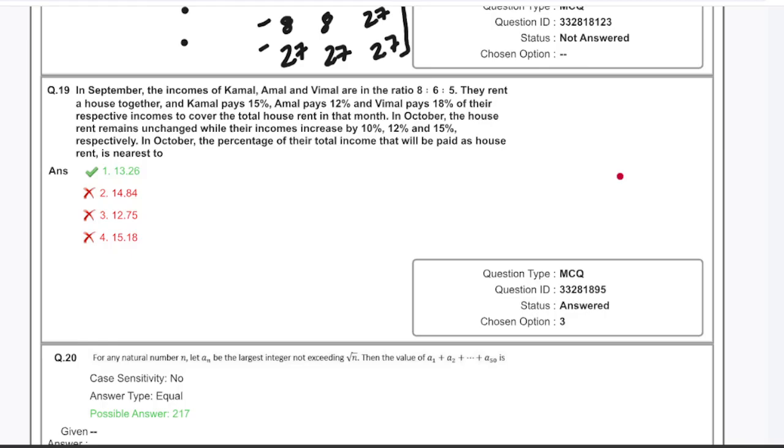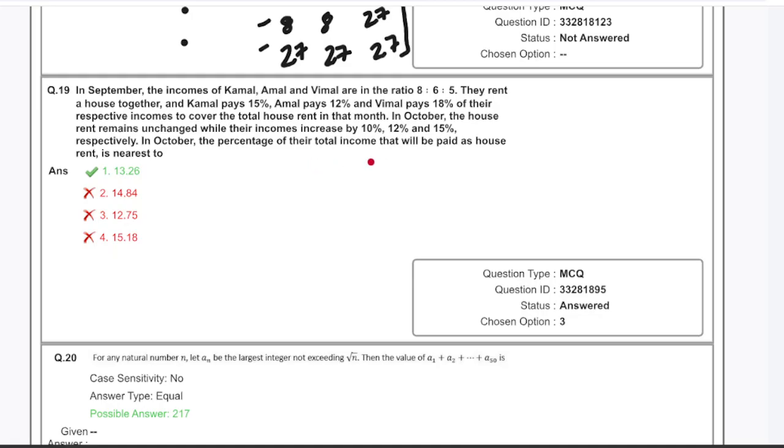The question number 19 says, this is from arithmetic now. In September, the incomes of Kamal, Amal, and Vimal are in the ratio 8:6:5. So I can say they are 8 rupees, 6 rupees, 5 rupees, or 8x, 6x, 5x, whatever you want to take. They rent a house together, and Kamal pays 15%, Amal pays 12%, Vimal pays 18% of their respective incomes to cover the total house rent. So this amount is from their income, and that amount is equal to the rent. In October, the house rent remains unchanged while their incomes increase by 10%, 12%, 15%. So in October, the percent of their total income.